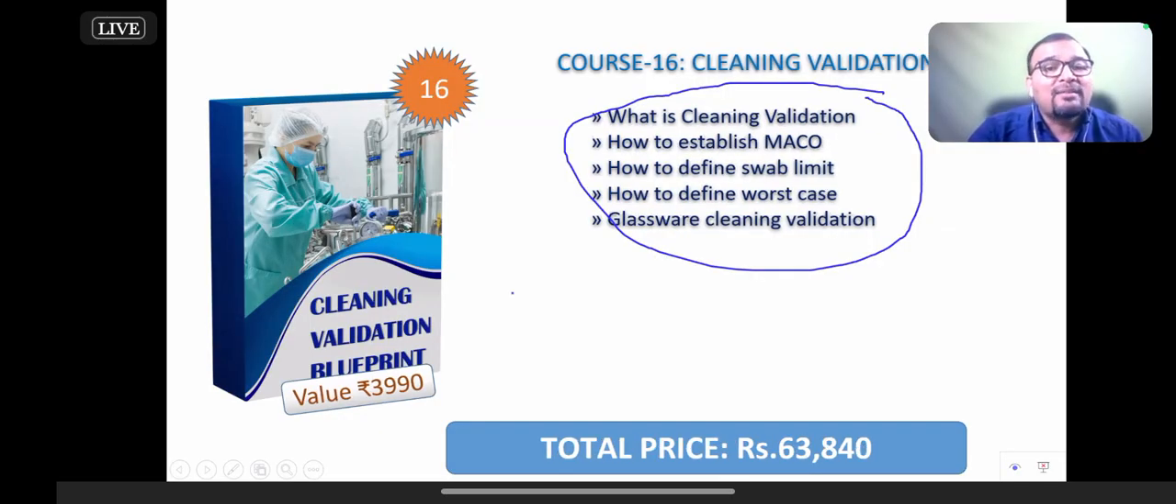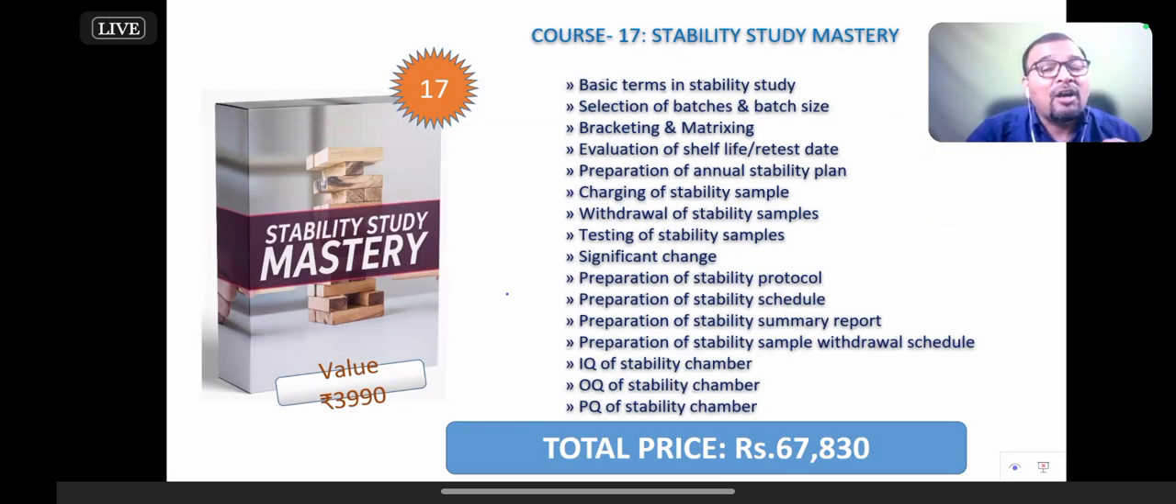The course number 17 talks about the stability study. So how one can conduct a stability study according to ICH guidelines, US FDA's, EMA, UK MHRA, ASEAN countries, and WHO. All that will be covered in this particular course. This is going to be one of the very important courses for everyone.